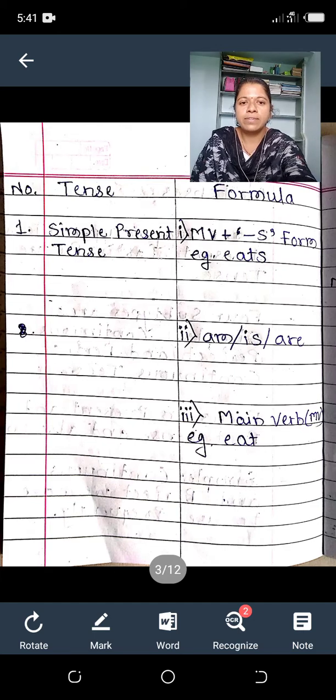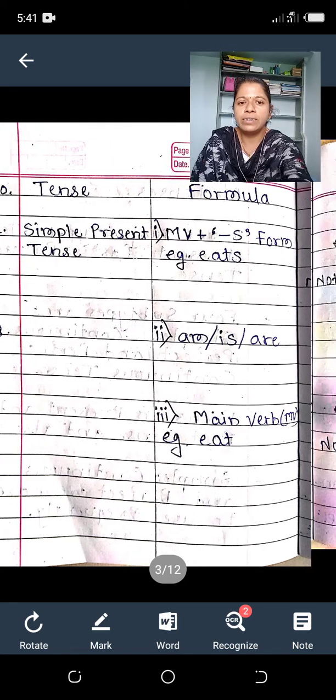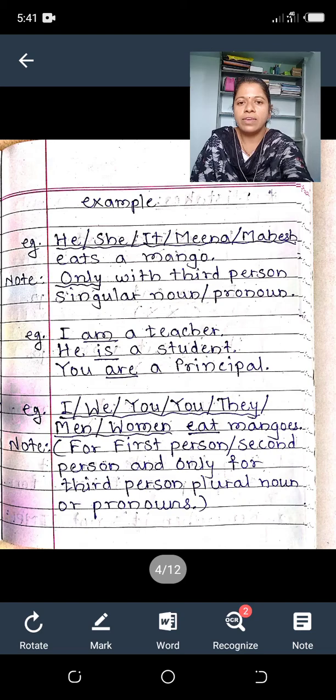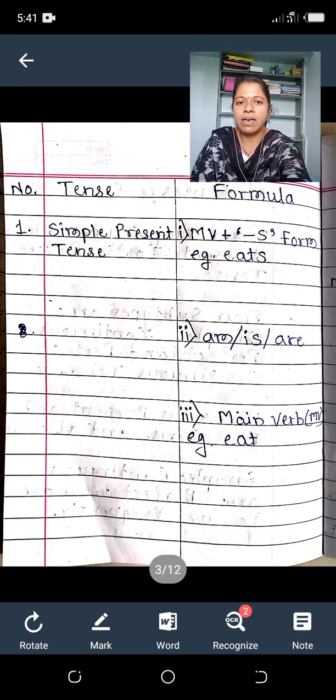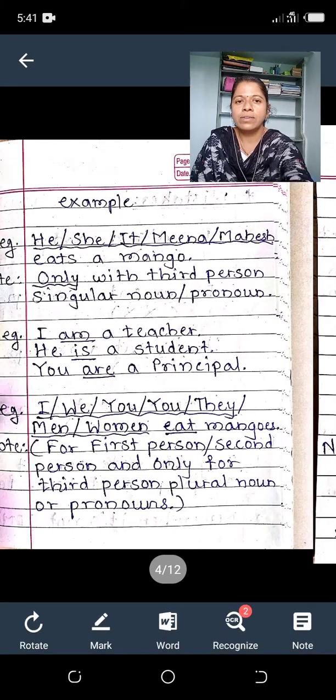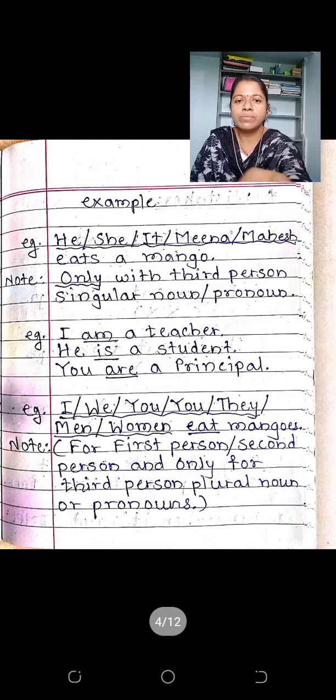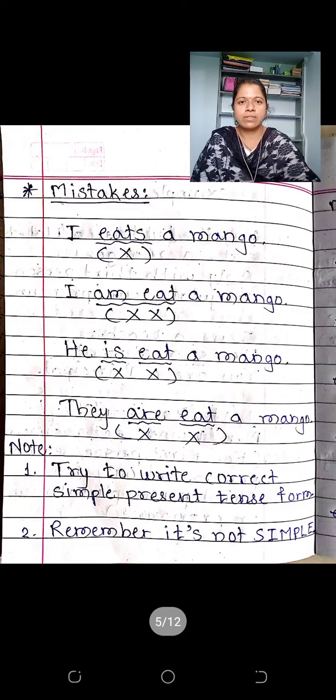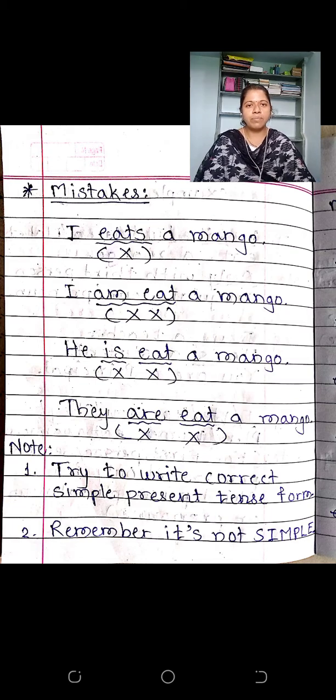Simple present tense, main verb eat: I eat a mango. Then am, is, are, the to be forms: I am a teacher. And third person singular noun or pronoun: he eats a mango. Now see, we will discuss some common mistakes the students as well as people do while using simple present tense.